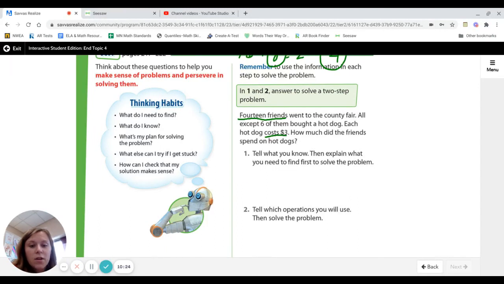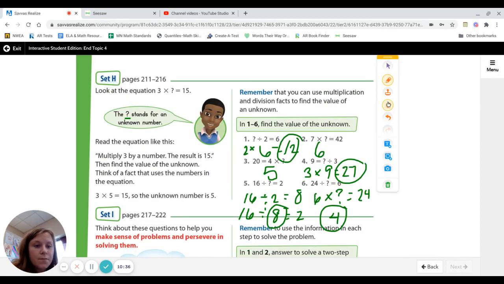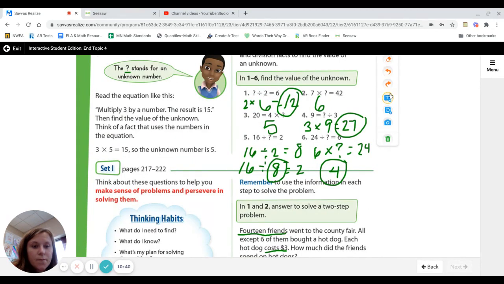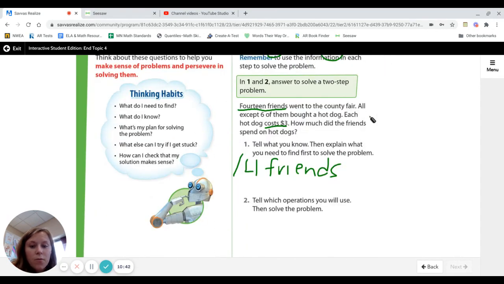So we know there are 14 friends. But they don't tell us right away how many friends actually buy the hot dogs. They tell us all of them except 6. So I need to think about what is 14 minus 6, because 6 of them did not do it. I know 14, 13, 12, 11, 10, 9, 8. So I know 8 friends are actually buying the hot dogs.